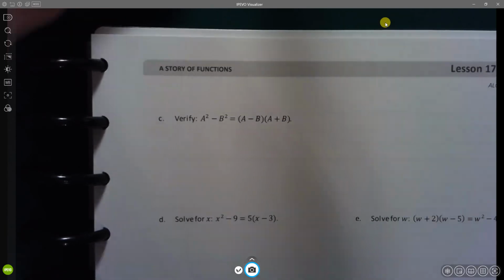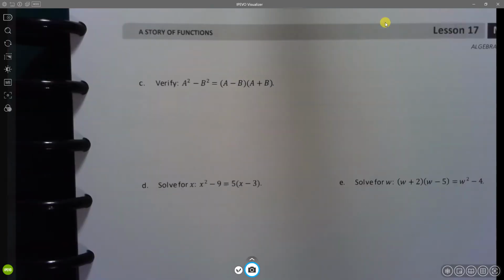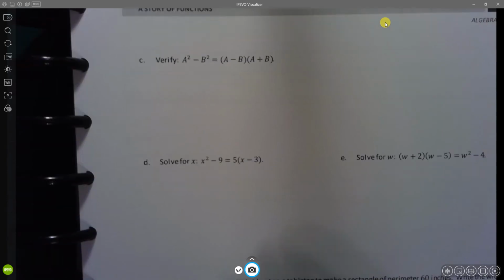All right, so verify a squared minus b squared equals a minus b times a plus b. Really? Don't you just love it when it goes backwards on you? We're not going to verify that. There's no point. And I'm not going to sit there and try to make you do it either. So we're not going to do C.